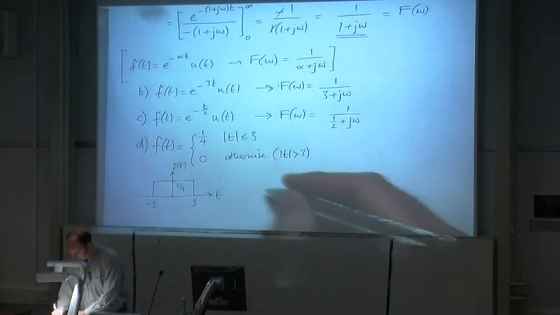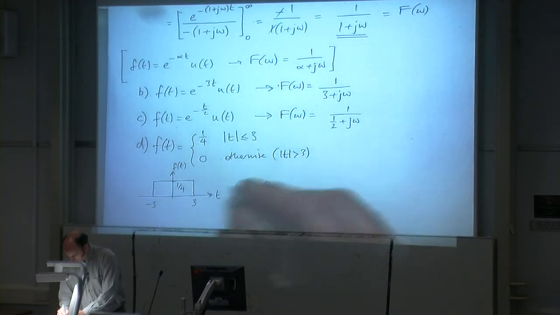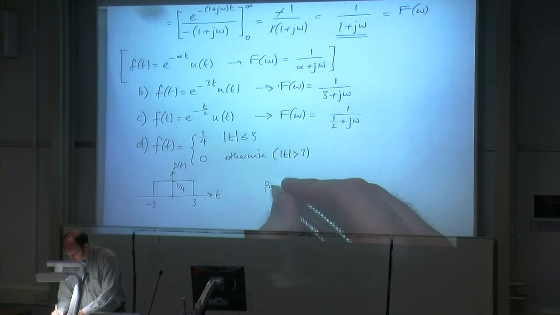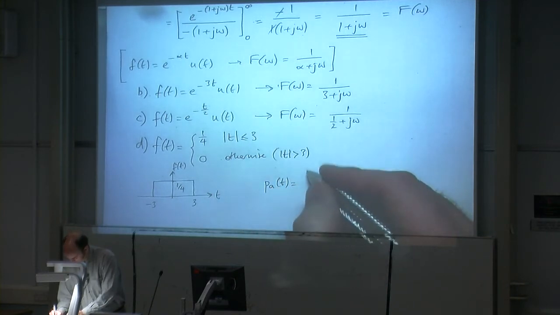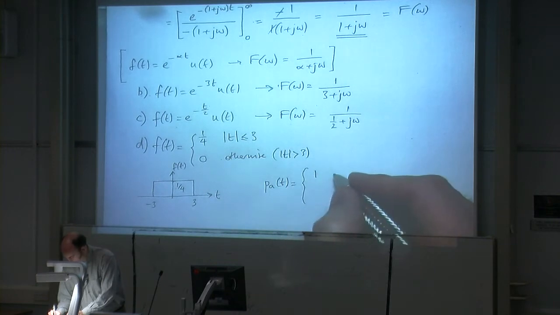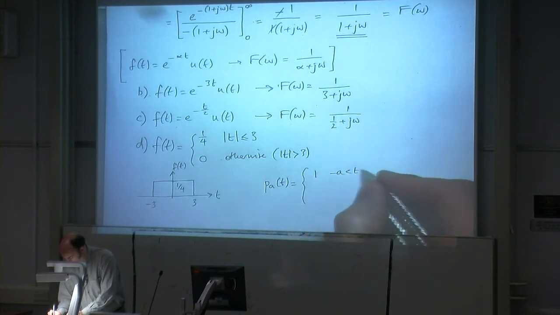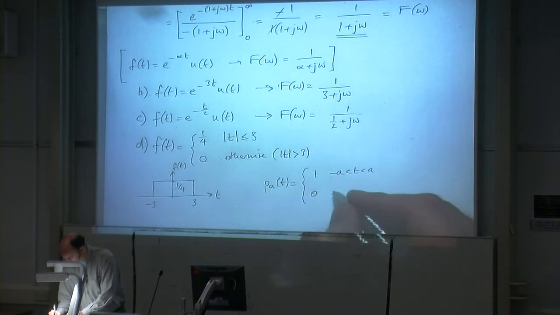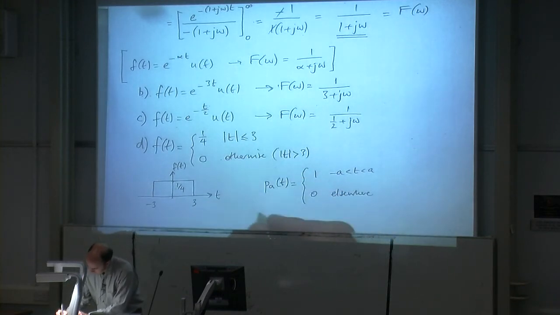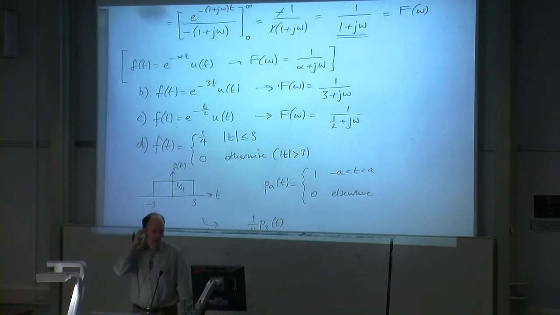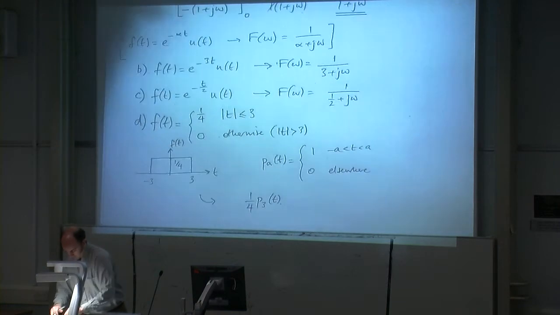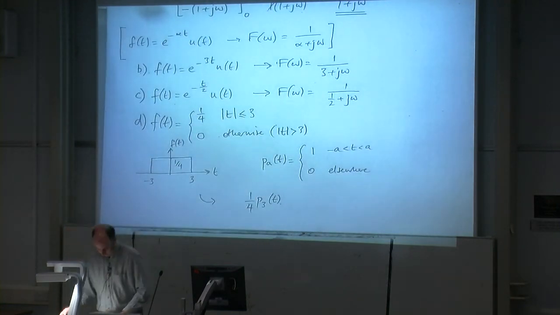Now last week we talked about this rectangular function, and it was denoted by p with a subscript a. And that was defined as 1 between minus a and a, and it was 0 elsewhere. So for this function, this function here must be 1 divided by 4 p, and then a is obviously 3. So that's how we can define that function. Instead of writing it like this, we could actually write it like that. It's the same thing.